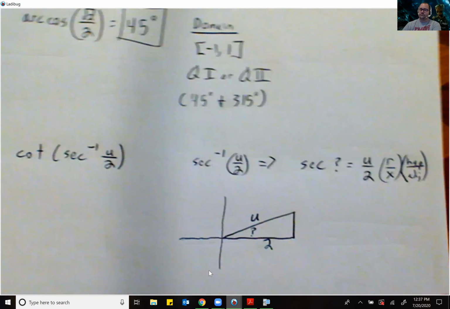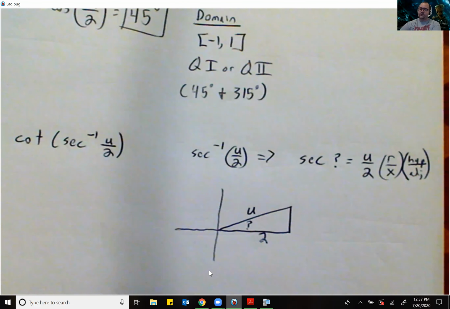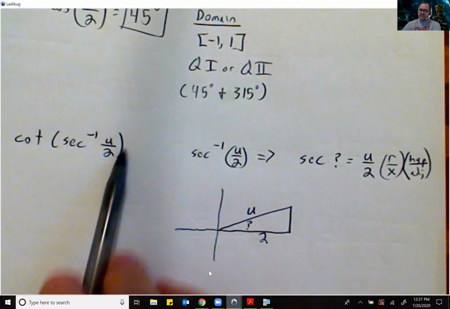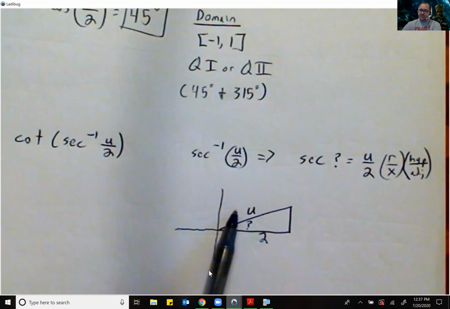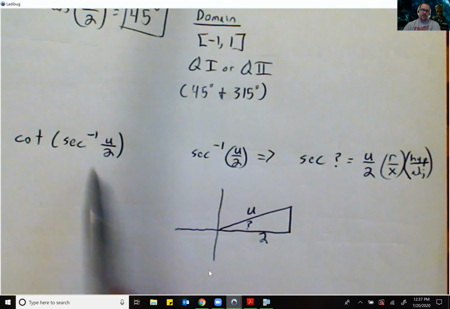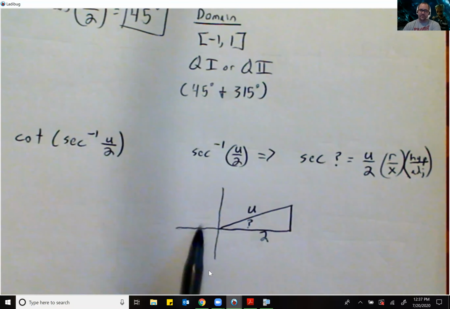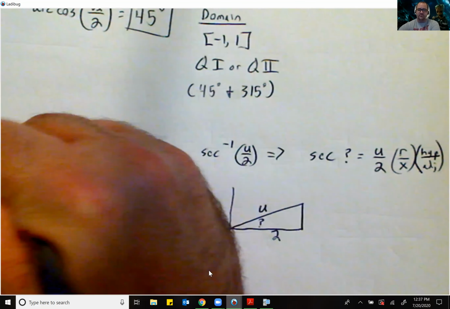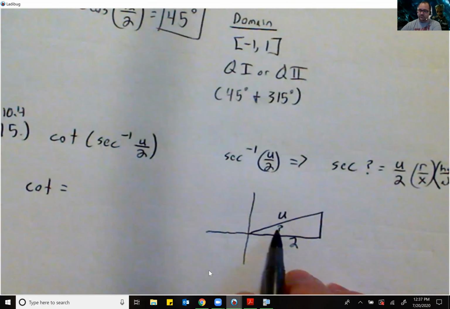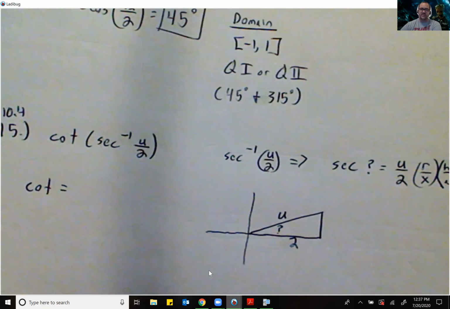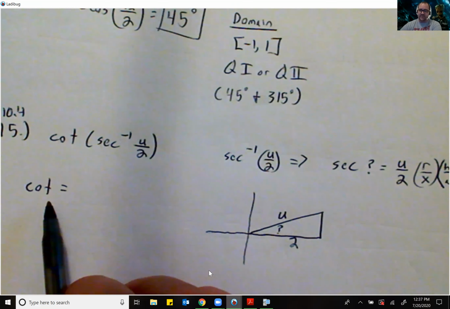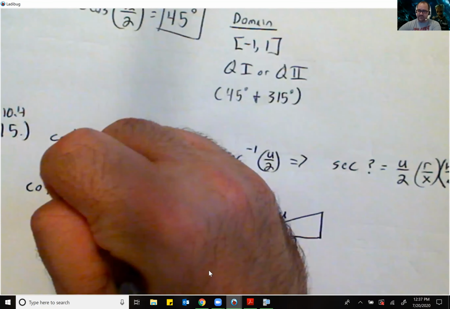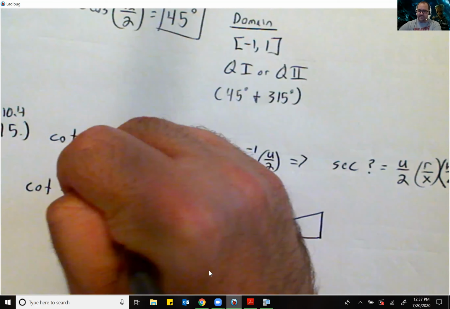Okay. So we want cotangent. So we now know what this looks like. So you don't have to worry about this part anymore. This part was to help you figure out what your triangle looks like. Okay. So now we just want to find cotangent. What is it equal to? Based off of this same angle. Well, remember, cotangent is the reciprocal of tangent. Tangent is opposite over adjacent. So the reciprocal of that would be the adjacent over the opposite.